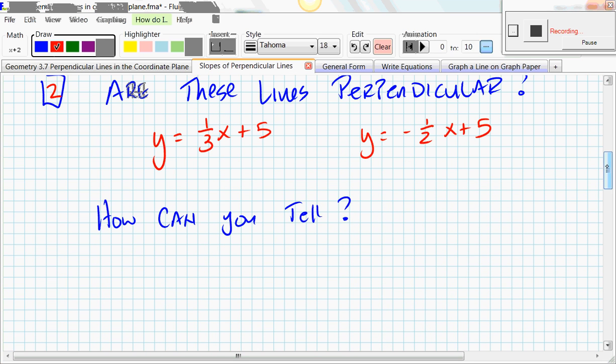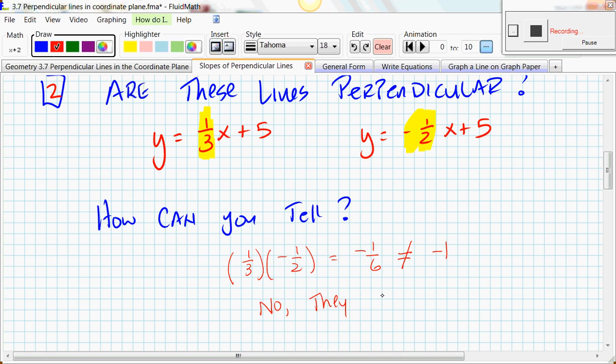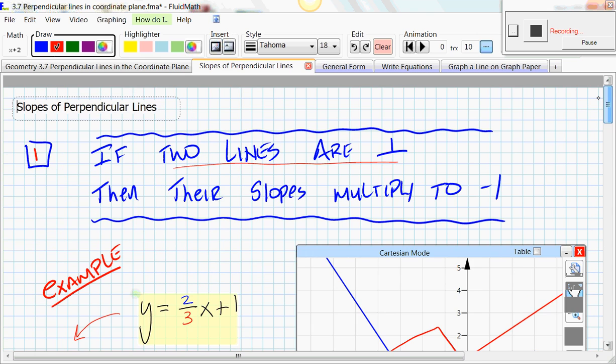Okay, now box number 2 says, are these lines perpendicular? How can you tell? Well, again, let's look at their slopes. This has a slope of 1/3. This has a slope of negative 1/2. So I'm going to do some math here. If I multiply the two together, 1/3 times negative 1/2, I get negative 1/6, and that's definitely not the same thing as negative 1, so the answer is no. They are not perpendicular. Okay, so that's box 1 and 2.